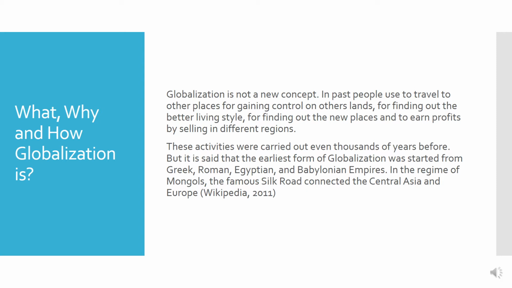Globalization is not a new concept. In the past, people used to travel to other places to gain control over other lands, to find a better living style or new places, and to earn profits by selling in different regions. These activities were carried out even thousands of years ago, but it is said that the earliest form of globalization started with the Greek, Roman, Egyptian, and Babylonian empires. In the regime of the Mongols, the famous Silk Road connecting Central Asia and Europe was a very good example of globalization.